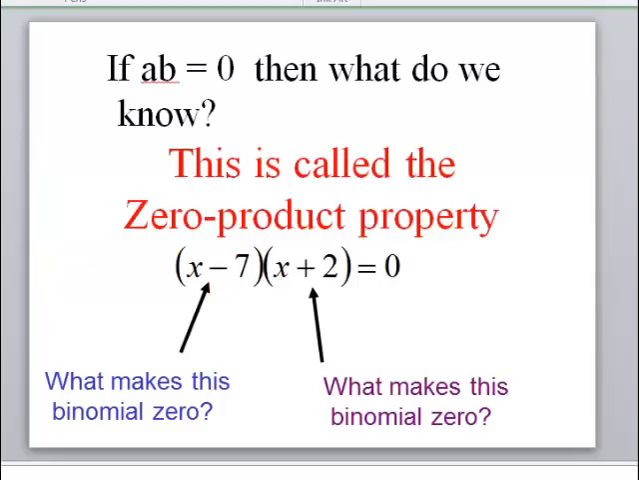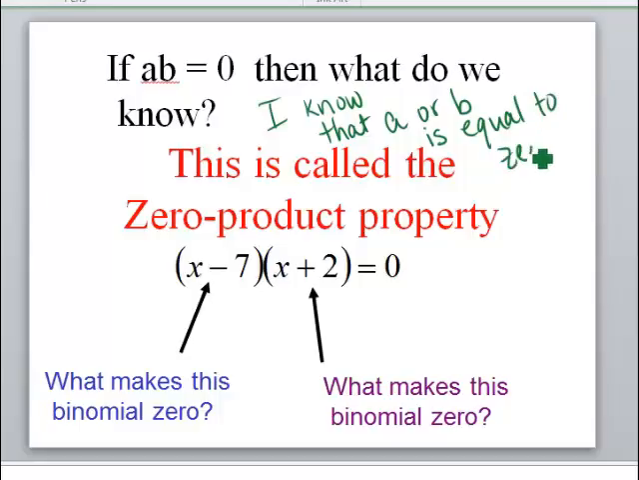How do we do this? Well, we're going to use what's called the zero product property. And what we can ask ourselves is this question: if AB equals 0, then what do we know? I know that A or B is equal to 0. I know this because A times 0 would give me 0, or 0 times B would give me 0.